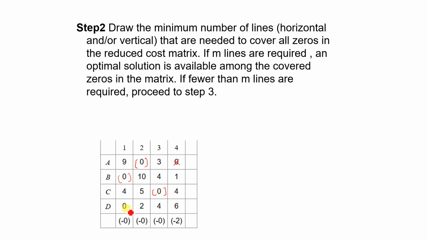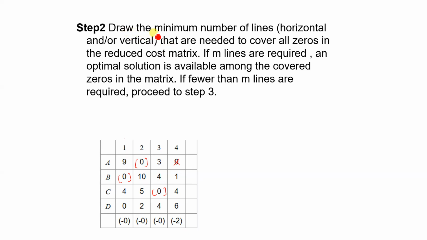Okay, in row D, there is no option to assign a job, because the only option machine D can be assigned is job 1, but this job has already been assigned. So our problem was to assign one machine to do one job, right? So this is the row which is unassigned. So let's see what to do next.